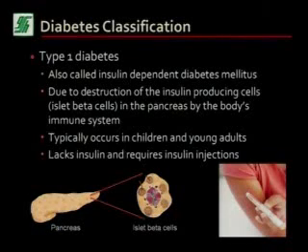So what happens in type 1 diabetes is that there is a problem with the pancreas and a problem with the immune system. The immune system makes antibodies, and these antibodies attack the pancreas and cause the insulin-making cells to not make insulin. So you have destruction of the islet beta cells in the pancreas.